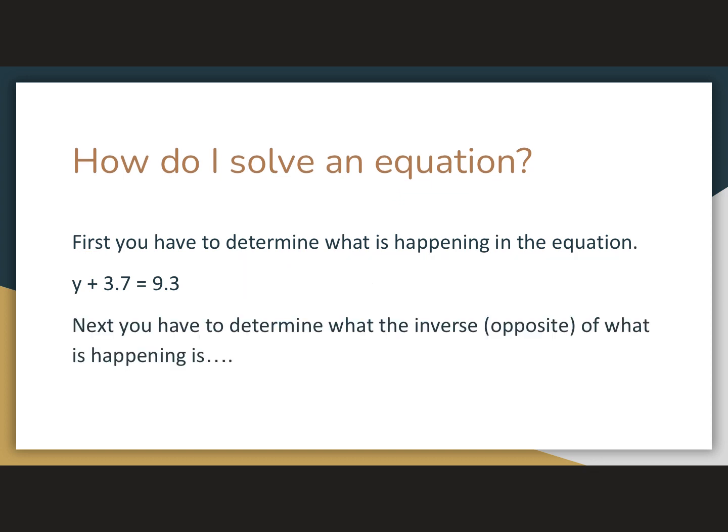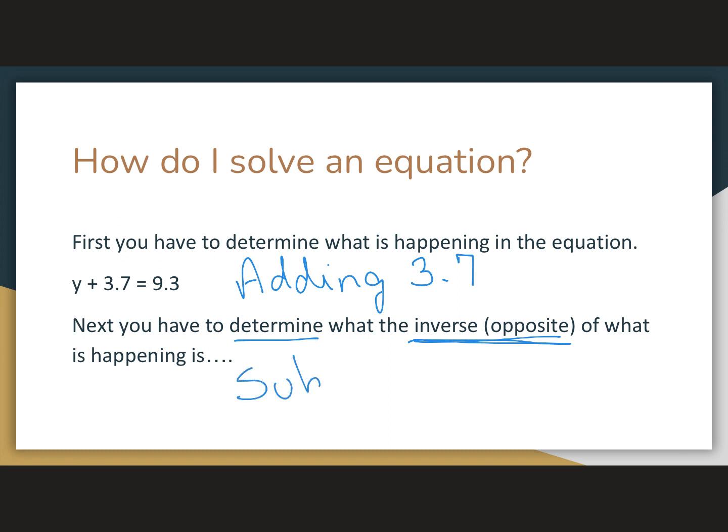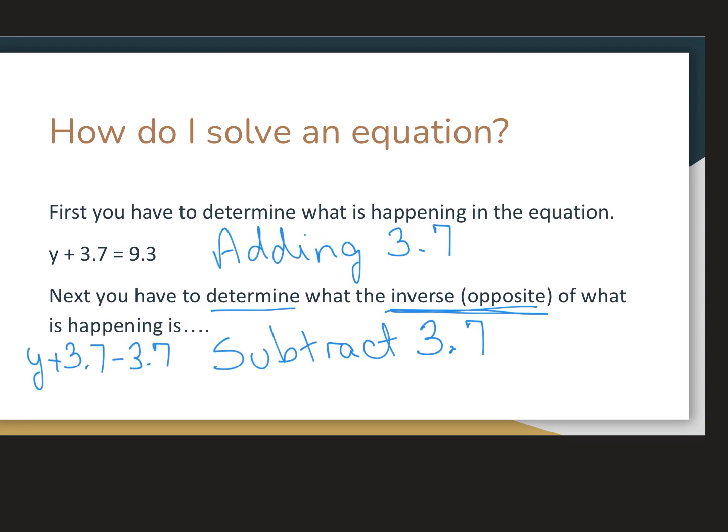The next thing I need to do is determine what the inverse or opposite of what is happening is. So we said what is happening is I'm adding 3.7. So the opposite of addition is subtraction. So the opposite here would be to subtract 3.7. If you do that to this equation, if I do y plus 3.7 minus 3.7, hold on just a moment. Let me move this subtract thing real quick. Because we know that we're subtracting 3.7, let's move that over.